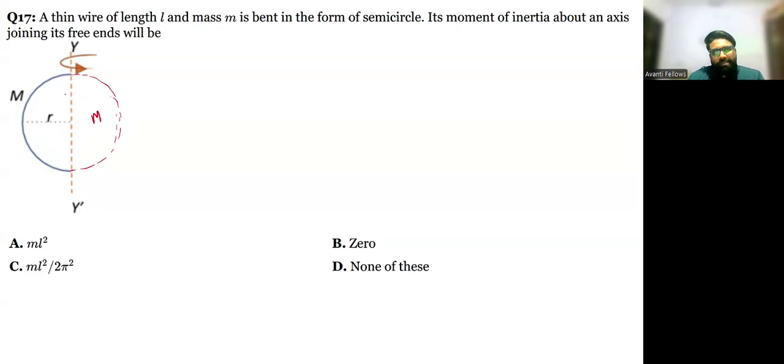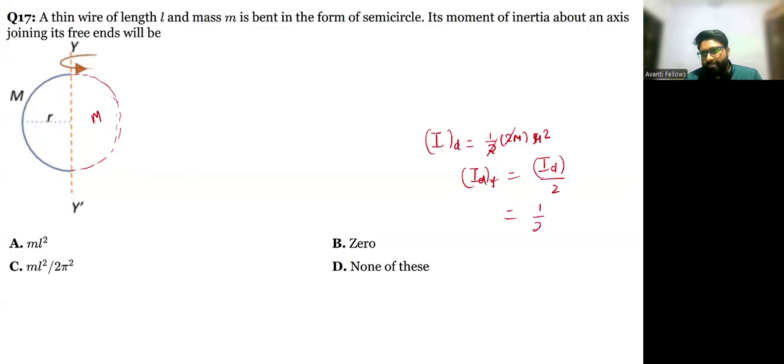So what would be the total mass now? It will be 2m. So moment of inertia about the diametral axis of a ring is given by 1 by 2 times m, where m here will become 2 times m, into small r square. Got it? So we have removed half of the part. So I final is nothing but I diametral by 2. So this will be 1 by 2 times m r square.